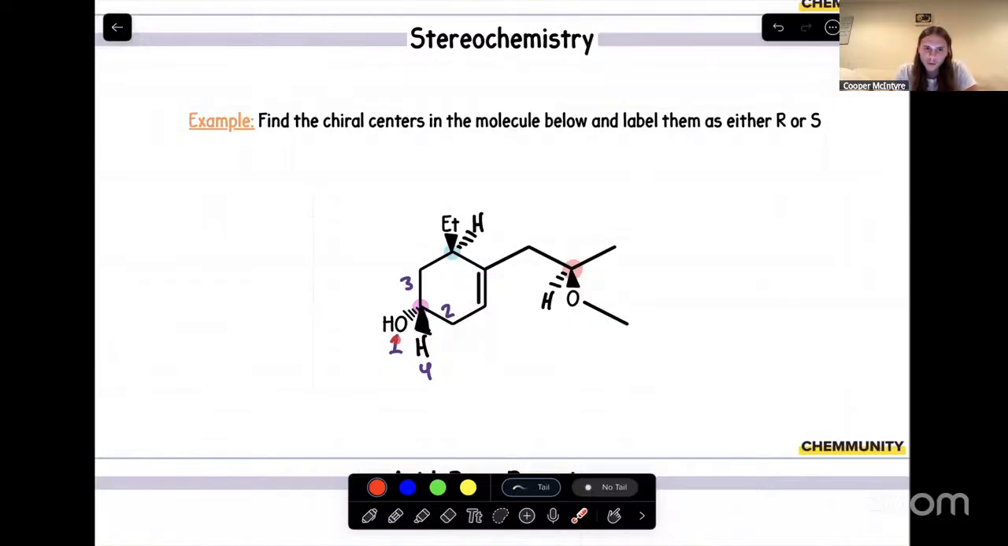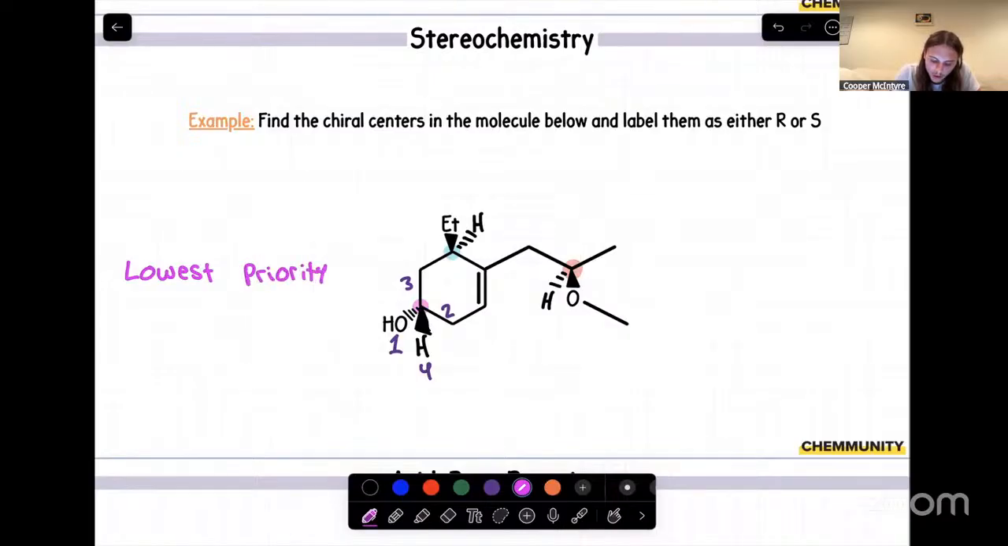So we'll move from groups 1 to 2 to 3 to 4. And if I leave that there, as of right now, we're currently counting in the counterclockwise direction, which we would assume would have the S configuration, but we have to keep in mind that our lowest priority should be dashed. So we'll go ahead and write that down. Lowest priority should be dashed.